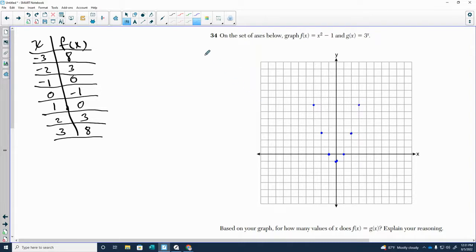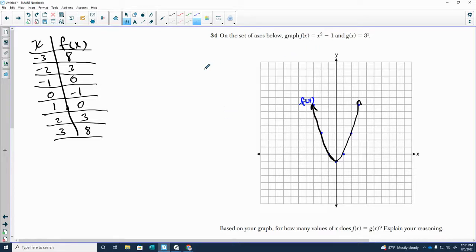And then I'm just going to be really careful as I connect these. It's very hard for me to do it right here, but I'm just going to connect it, put a little arrow there because it keeps on going. And here. There you go. Not perfect, but it's good enough. And I'm going to label this right over here. That was my f of x. All right, great. So we got the parabola graphed, the f of x.